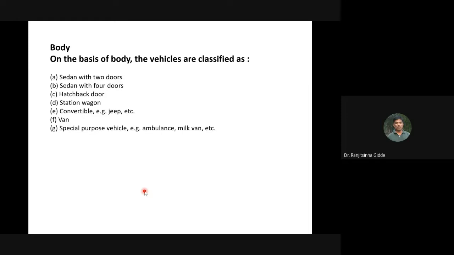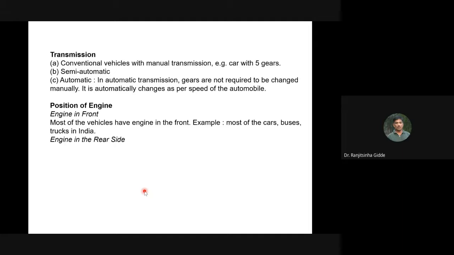Whatever the seating arrangement and the control and the ground clearance given, so sport utility vehicle means with that vehicle, we can travel anywhere on every type of road with fewer obstacles. So, such types are there on the basis of the body structure, how the body is provided.